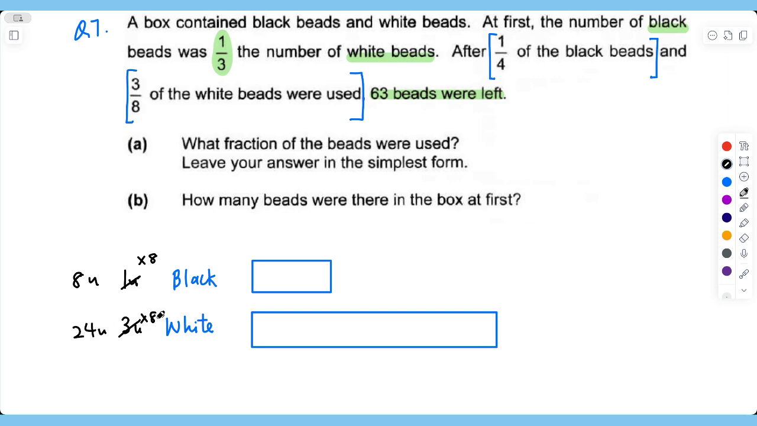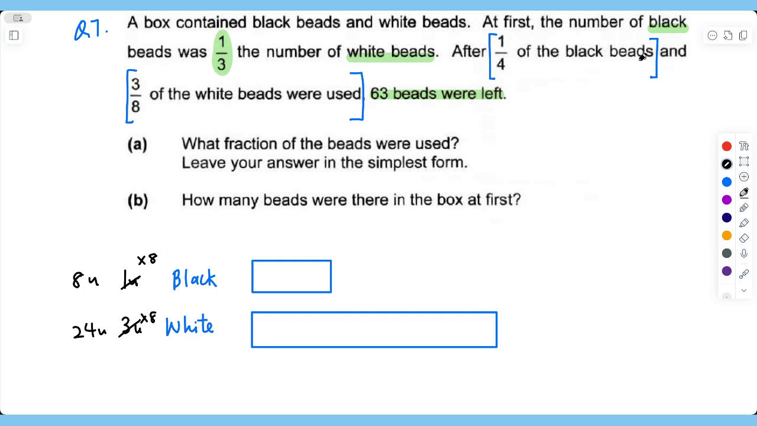Why times 8 is because I saw that 3 out of 8 of the white beads were used. That means that the total units for white must be a number that can be divisible by 8. So we need to find a number for black, the total units that can be divisible by 4, and a number for white, the total units that can be divisible by 8. Hence I times 8 for both.